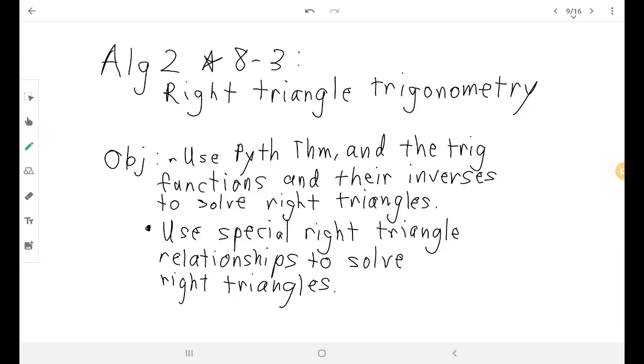Hello, Algebra 2. Today we're going to talk about Ingenuity Section 8-3, which is right triangle trigonometry. We have two objectives for this section. The first is to use the Pythagorean theorem and the trig functions and their inverses to solve right triangles. The second is to use special right triangle relationships to solve right triangles.